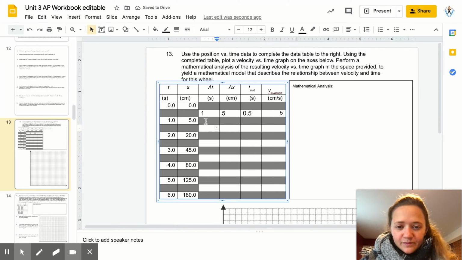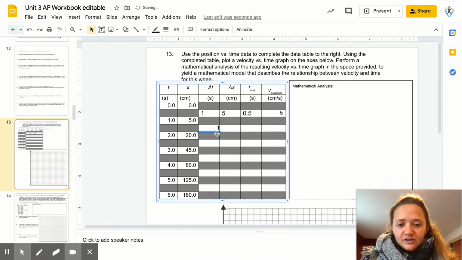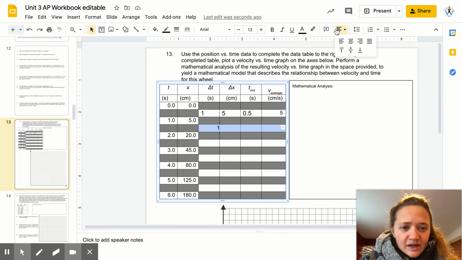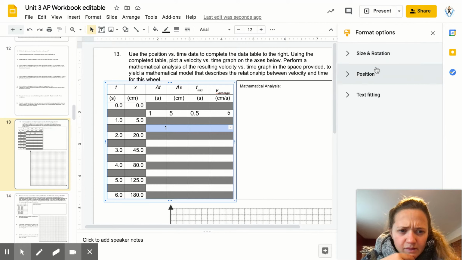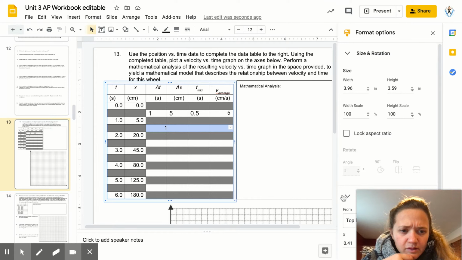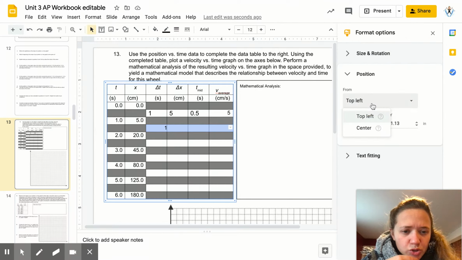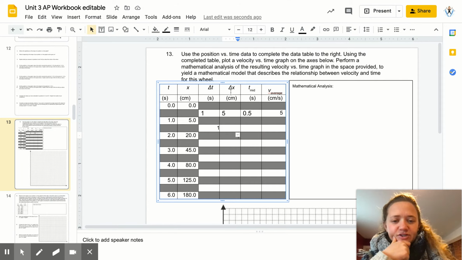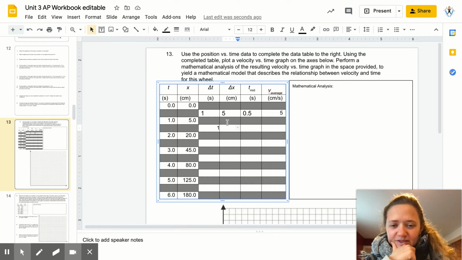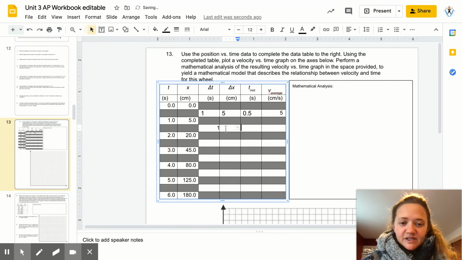Let's do another row. So now we're doing change in time between 1 and 2. That is also 1 second. And so then our change in position is 20 minus 5, or 15.